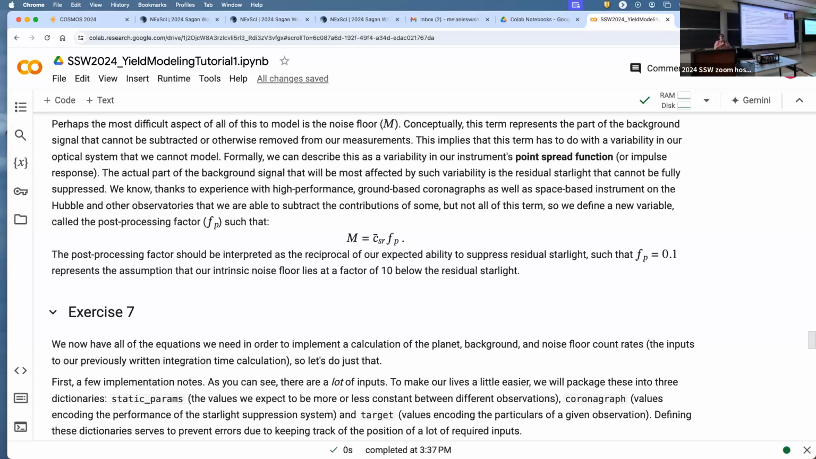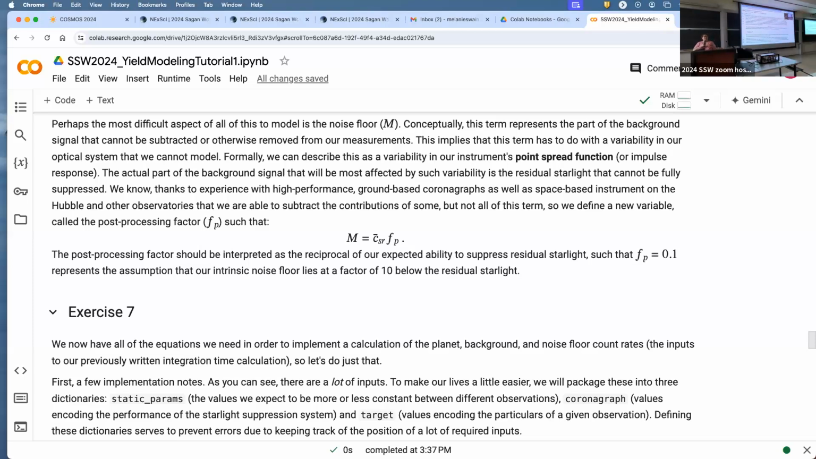Possibly with PyKLIP, possibly with other approaches for RDI or ADI, or using spectral information, but whatever your post-processing is, we're just going to stick in a little factor there that says this is your fraction of how much you're going to improve the counts that you get from whatever your systematic is. And right here, C sub SR means the count rate from the speckle residual in the PSF is what we're using. And FP is how much your post-processing is going to improve that.